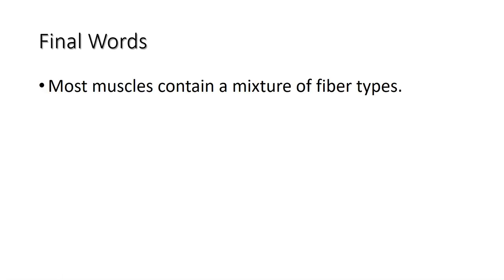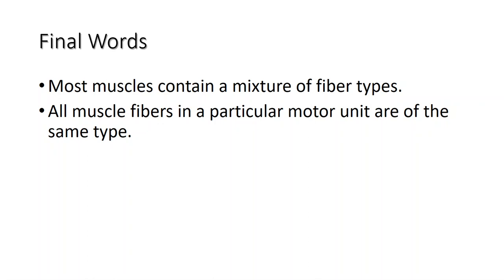Some muscles have a predominance of one fiber type, but most contain a mixture of fiber types, which gives them a range of contractile speeds and fatigue resistance. The predominant fiber type in a muscle is determined by the primary function of the muscle. But as might be expected, all muscle fibers in a particular motor unit are of the same type.